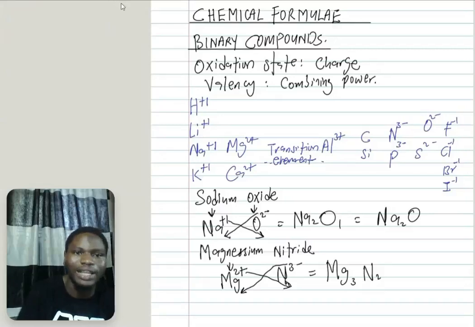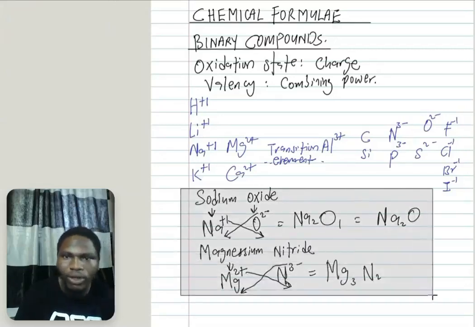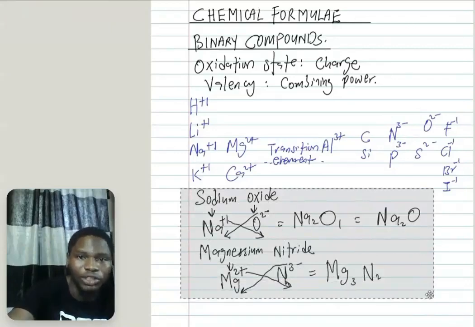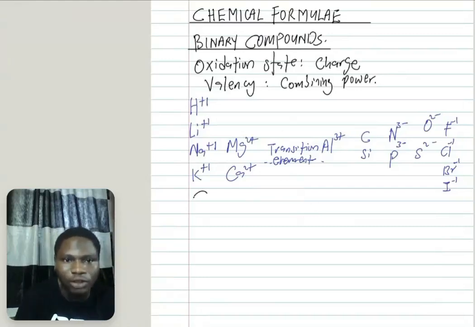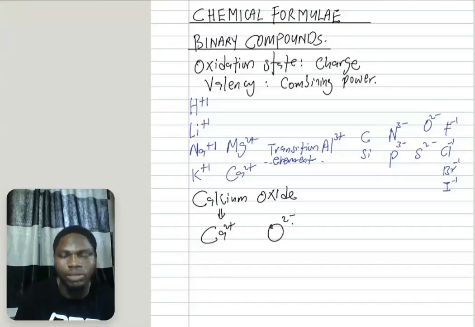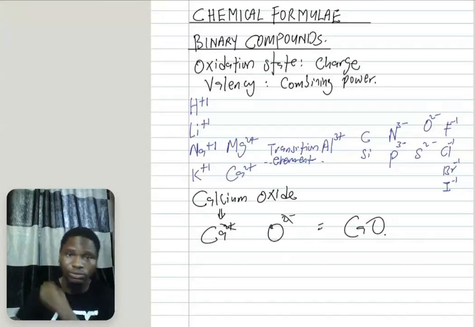But take note of some other examples whereby they'll have the same oxidation state. Okay, let me give you an example. If I say calcium oxide, calcium is Ca2+. Oxide is O2-. Did you see that? Once they have the same number, 2 and 2, you don't have to exchange anything. Just write CaO. That 2 will cancel out, so just write CaO. That's all. As simple as that.